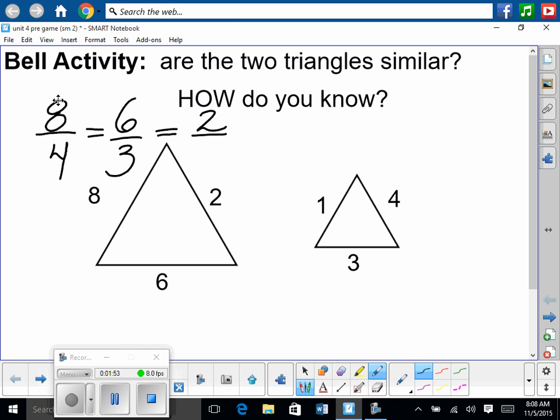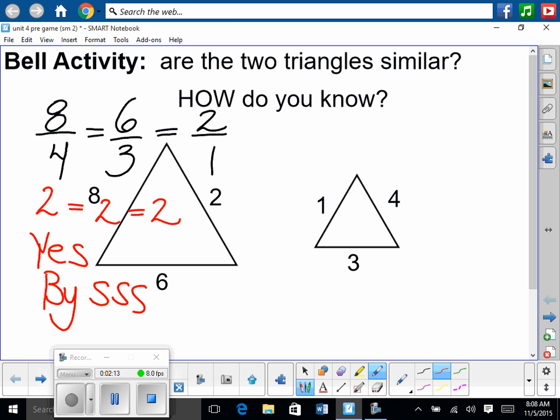And what's the smallest side? Then we would check this, verifying to see if it's the same. 8 divided by 4 is 2. So 2 is equal to 2, right? 6 divided by 3 is equal to 2. Is it the exact same everywhere? Yes. So by side, side, side. Does everybody understand that? Are we all okay with that? Are we going to remember that next time? We've got to remember it till the end of the year.